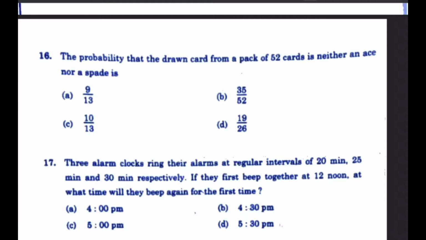Okay, drawn card. So we have the famous card problem again. Neither an ace nor a spade. So there are 13 spades and 4 aces, and after that there are 3 more aces outside spades, so 16 cards. So we want (52 minus 16) by 52, that is 36 by 52, which is 9 by 13.